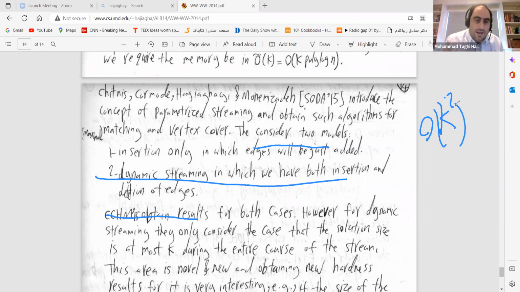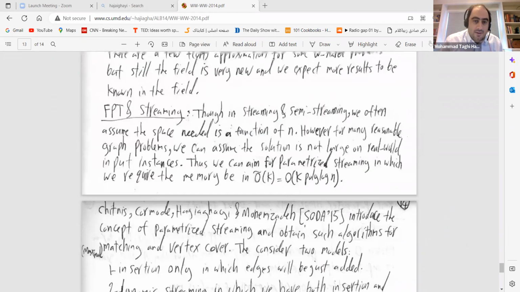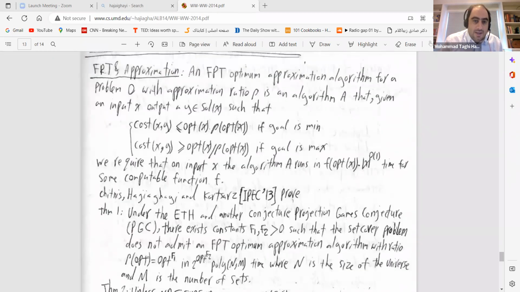Another connection that we have between parameterization and different types of algorithms is this type of algorithm: fixed parameter, which is actually very trendy nowadays. People are working on it. Again, this is the first paper that we had on that topic. So this is fixed parameter and approximation.